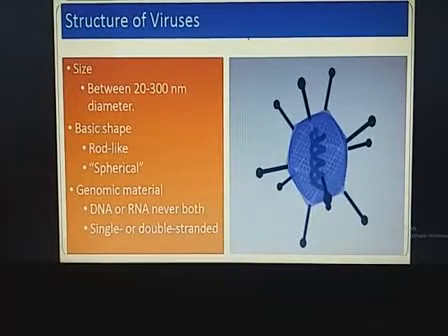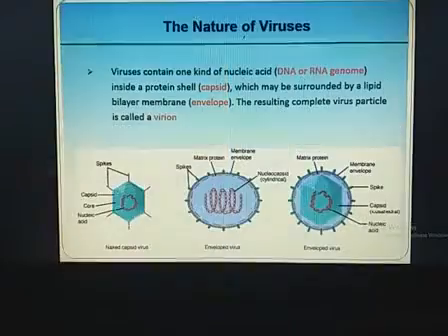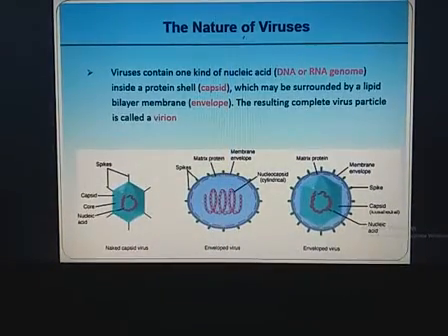Now the structure of virus. The size, I have already mentioned, is between 20 to 300 nanometers in diameter. The shape is either rod-like or spherical. The genomic material is either RNA or DNA, but never both. Importantly, the DNA or RNA is either single-stranded or double-stranded. Okay.